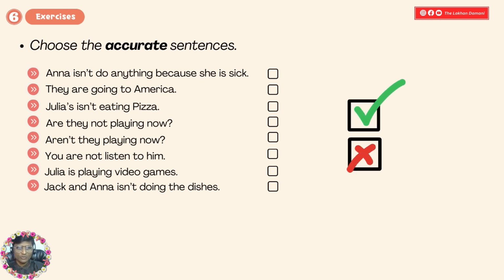They are going to America. Julia isn't eating pizza. Are they not playing now? Aren't they playing now? You are not listening to me. Julia is playing video games. Jack and Anna is not doing the dishes. Try to take a look at them and select the accurate and inaccurate ones. That's your practice for present continuous tense.